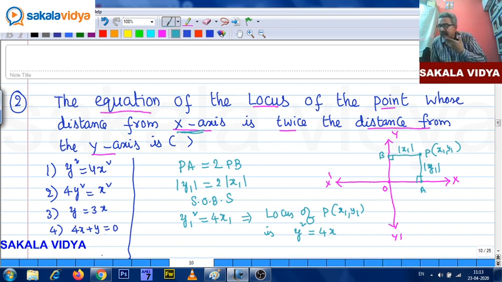Sorry, I forgot, here you will be getting a square. So, y square is equal to 4x square. It is not a parabola, it represents a pair of straight lines. Yes, it represents a pair of straight lines.